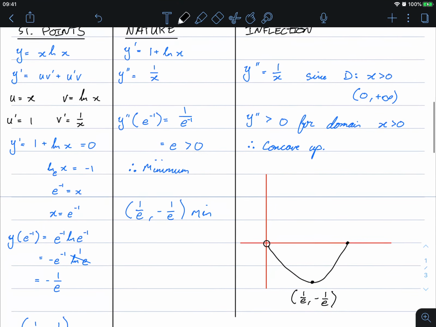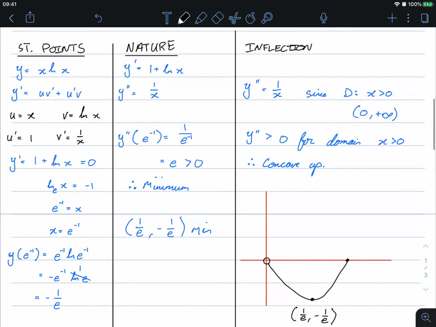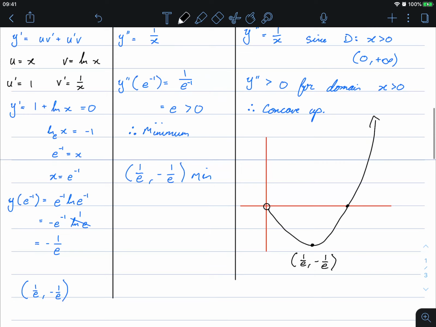And now, using the description of concave up, and it's always concave up, this means as this goes to infinity, because it's concave up, it will always continue to get steeper and steeper. And that there is our graph. That's y equals x ln of x.